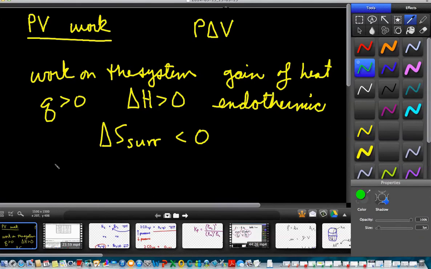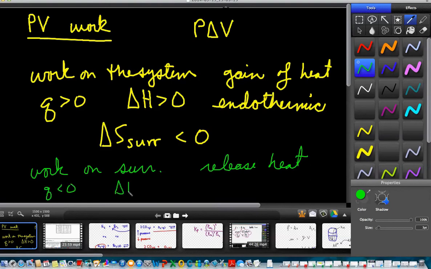Now, when you do work on the surroundings, of course, that's a release of heat. The Q is less than 0. Delta H is less than 0, which means the delta S of surroundings is greater than 0, and we call that exothermic. So if I say that delta S is greater than 0, you've got to be careful about the difference between delta S of surroundings and delta S of the system.